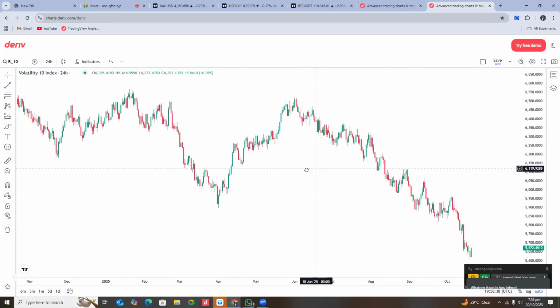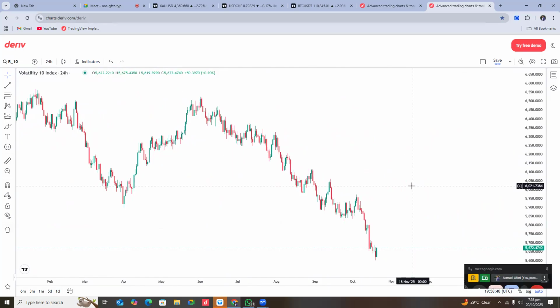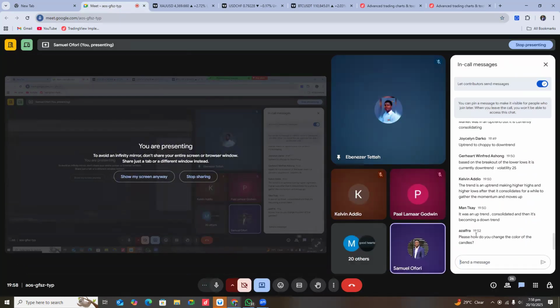Okay, this is very clear. Yes, this one is very clear. So I want to believe that we can do this. So who will tell us? Chinese, that's okay. How do you change the color of the candle? It's quite simple.